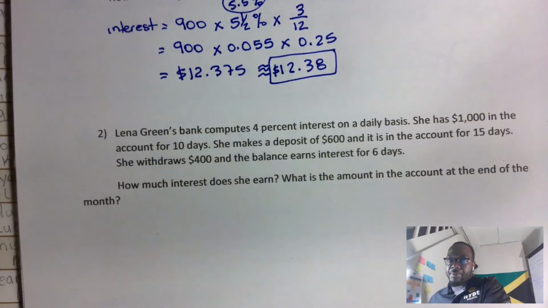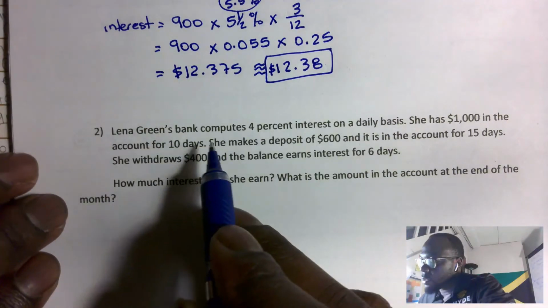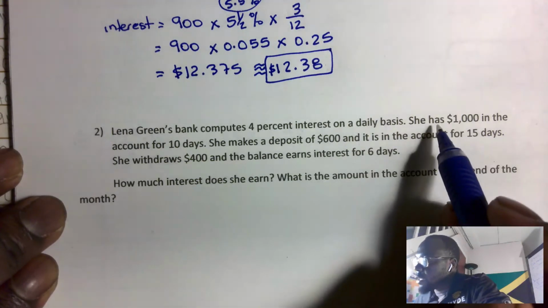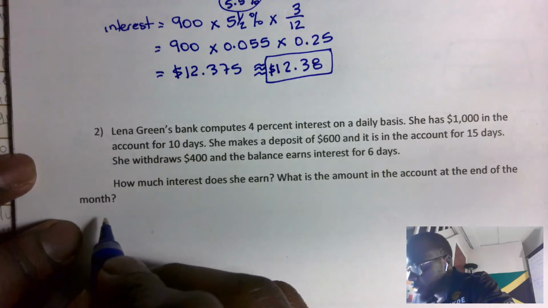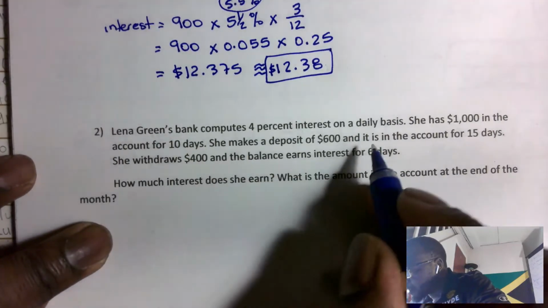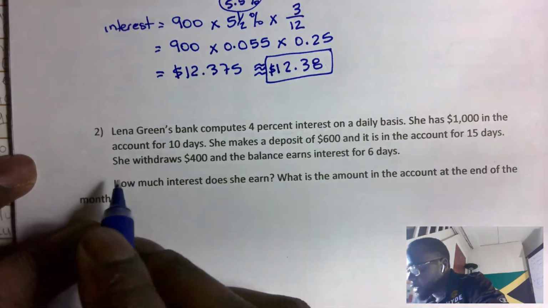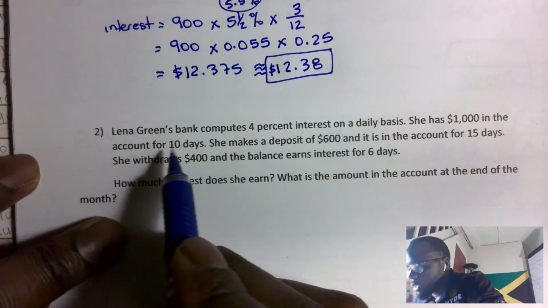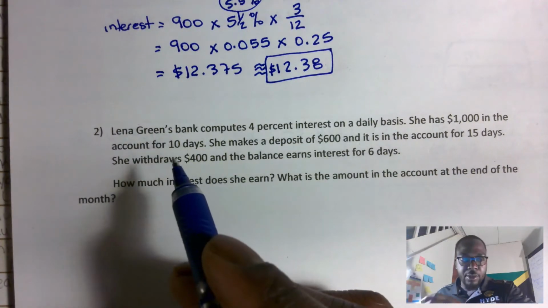So here, Lena's bank computes 4% interest on a daily basis. She has $1,000 in her account for 10 days. Then she makes a deposit of $600 and it stays in the account for 15 days, and then she withdraws $400. So as you read here, you realize that I have to solve 3 different calculations.